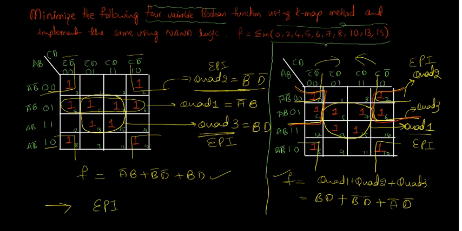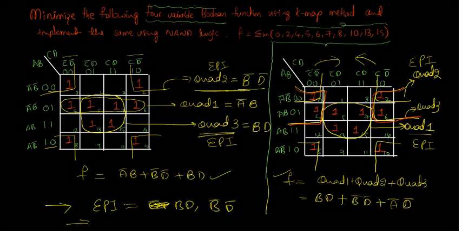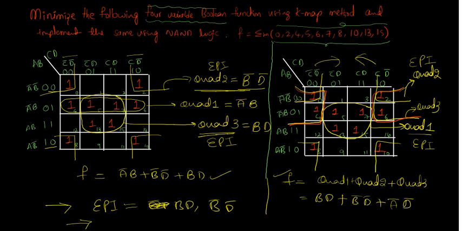Essential prime implicants are BD, comma, B bar D bar, because in both the functions these two terms are mandatory. You cannot escape these two, so these are essential. Next, non-essential prime implicants are A bar B and A bar D bar.